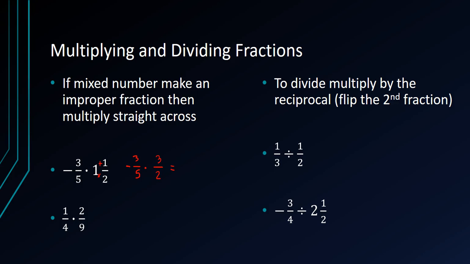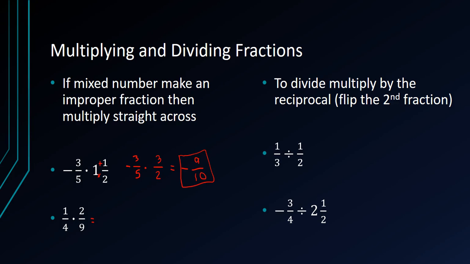So I have a negative 3/5 times a positive 3/2, so negative times a positive is a negative. And then 3 times 3 is 9, and 5 times 2 is 10. So negative 9/10. Sometimes you will see that you can actually reduce some of these numbers. So I'm going to do it without it first, and then I'll show you what I mean.